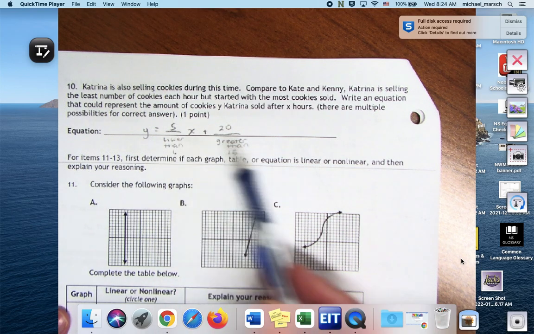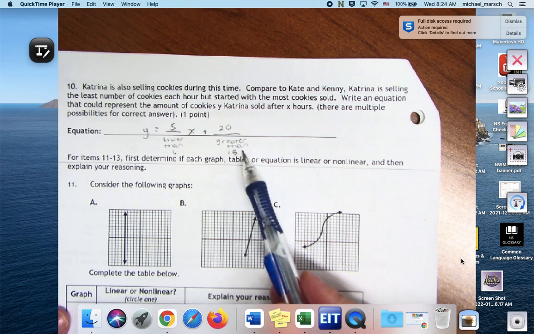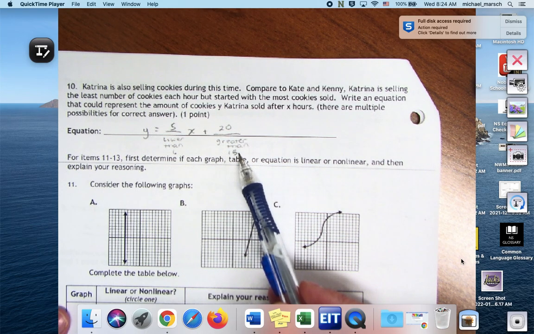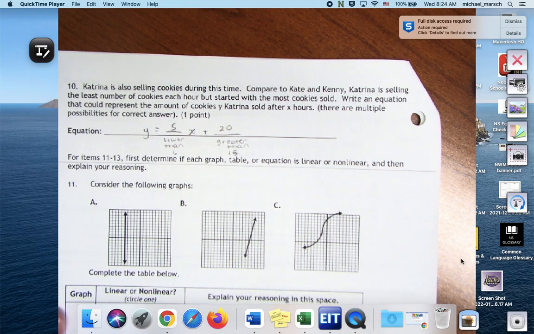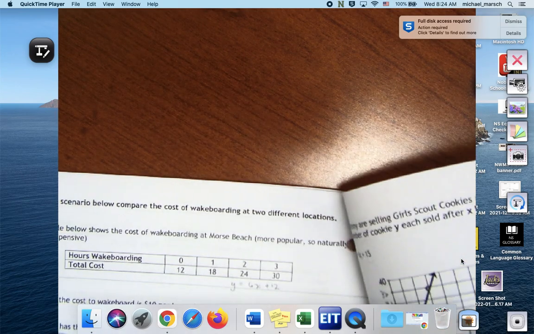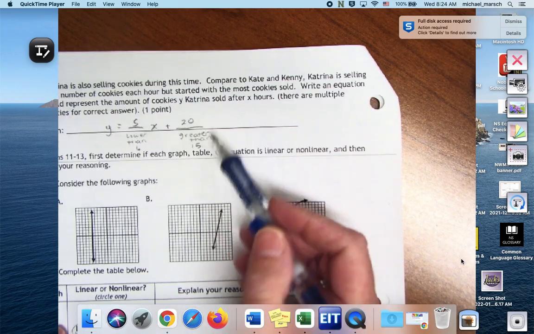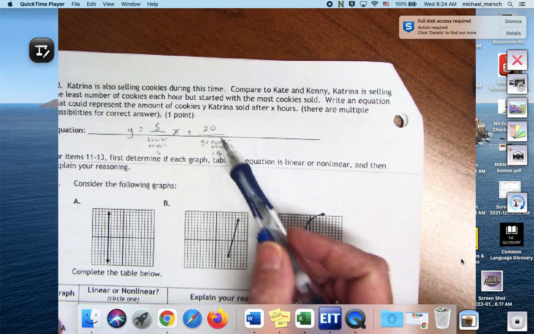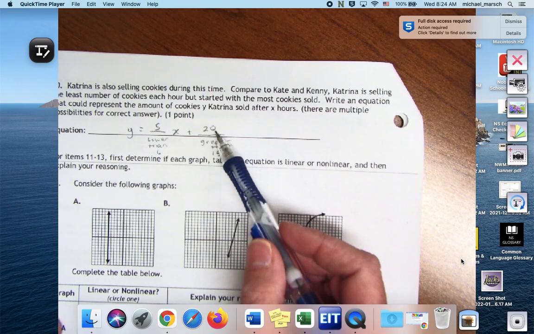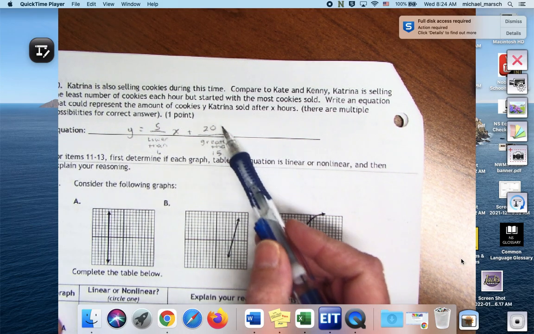I chose 5. And then the number she started with had to be greater than the 15, because that was the most that had been sold starting. And I think that was Kate as well. Yeah, since Kate had already sold 15, we needed a number greater than 15, so I chose 20. Anything bigger than 15 works for this.